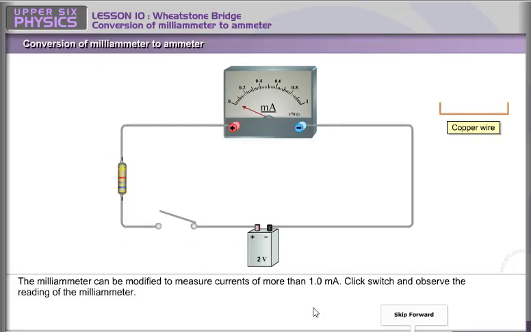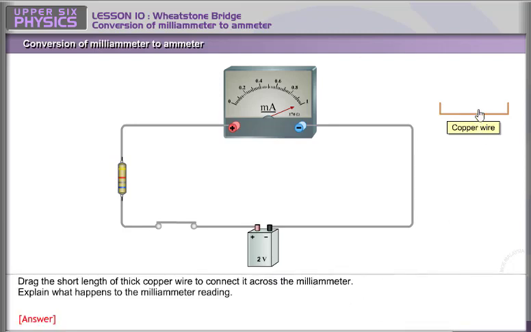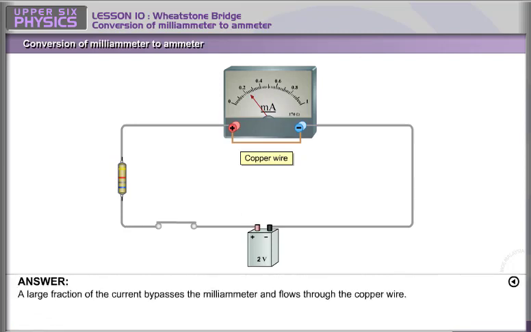The milliammeter can be modified to measure currents of more than 1.0 milliampere. Click Switch and observe the reading of the milliammeter. Drag the short length of thick copper wire to connect it across the milliammeter. Explain what happens to the milliammeter reading. Answer. A large fraction of the current bypasses the milliammeter and flows through the copper wire.